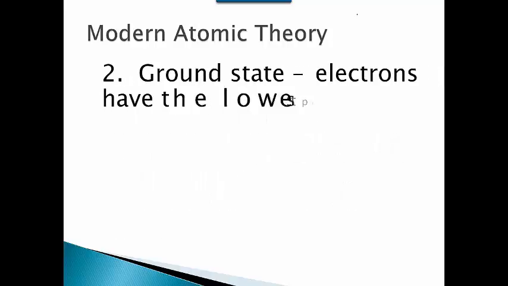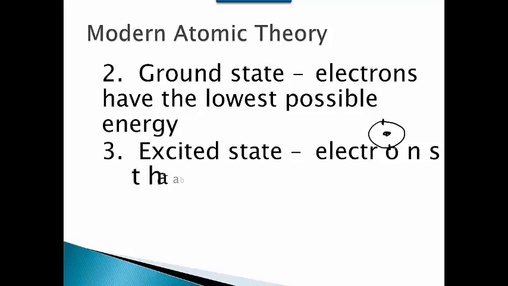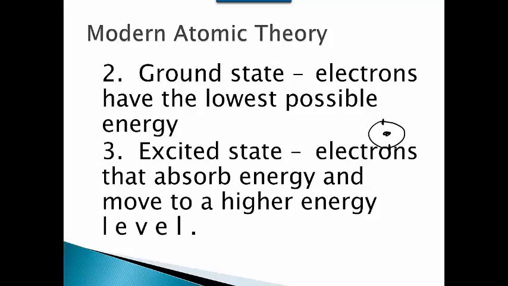Some definitions: ground state is when the electrons are in their lowest energy level. So again, if you have 2 electrons, you would want to put your electrons around the nucleus in the first level first, and that would be ground state, when they're in their lowest possible energy level. And excited state is when the electrons have been able to absorb some energy. They can get energy through electricity or through heat.